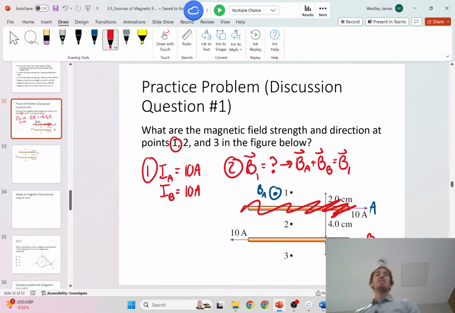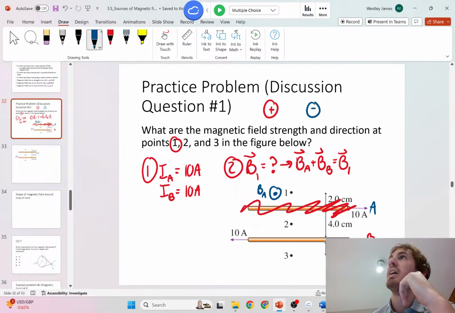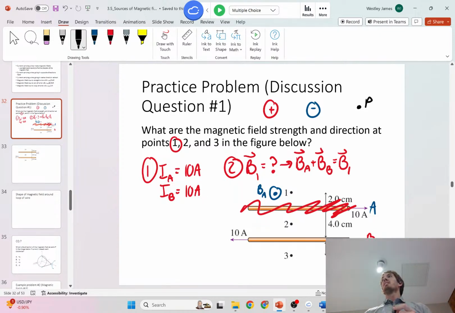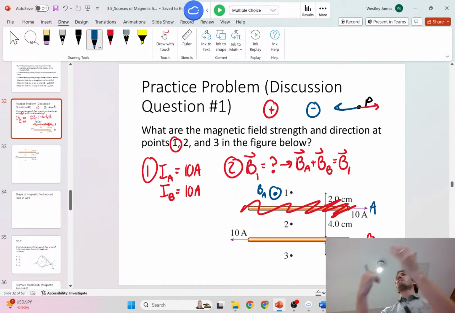Let me give you the analogy that you've done before. This problem is kind of like this one. I have a positive and a negative charge. What's the direction of the electric field at this spot? So we'd find the electric field due to the positive charge, that'd be away. We'd find the direction of the electric field due to the negative charge, and we'd add them together. It's the exact same logic as that. Yeah, it's a good question.